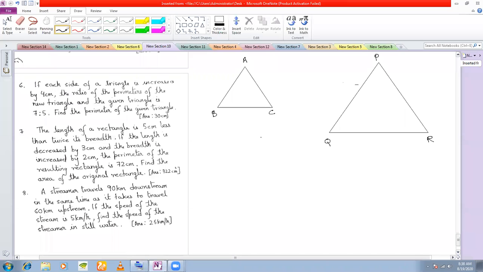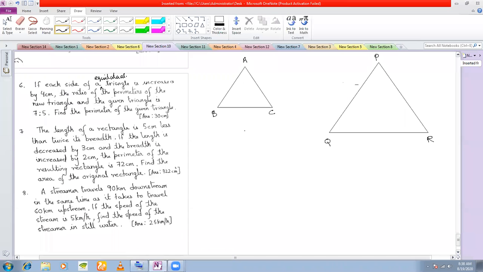The question here is, have I copied the question correctly? If each side of a triangle is increased by 4 centimeters, find the ratio of the perimeters. Fine. Let us assume that we are talking about an equilateral triangle. I think this should be an equilateral triangle. This word I might have missed out.